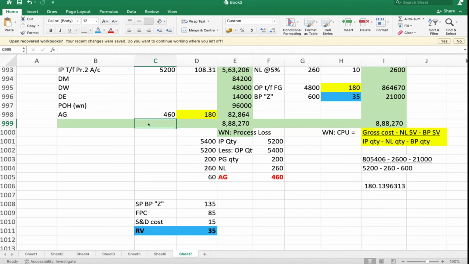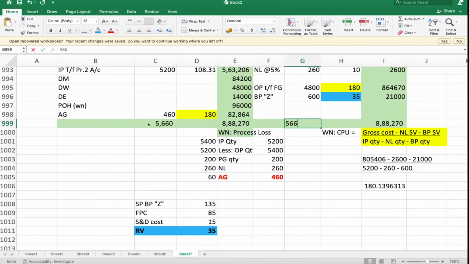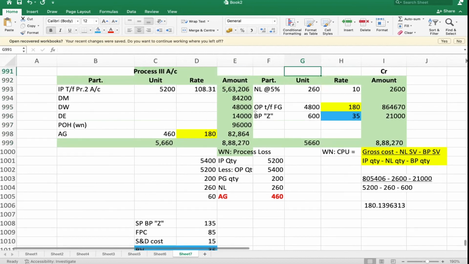What about total quantity column? 5,200 plus 460 is equal to 5,660. Am I right? Why no response? Yes, sir. So process account tallied. Check it up. Good. Yes, sir. So process 3 also tallied.